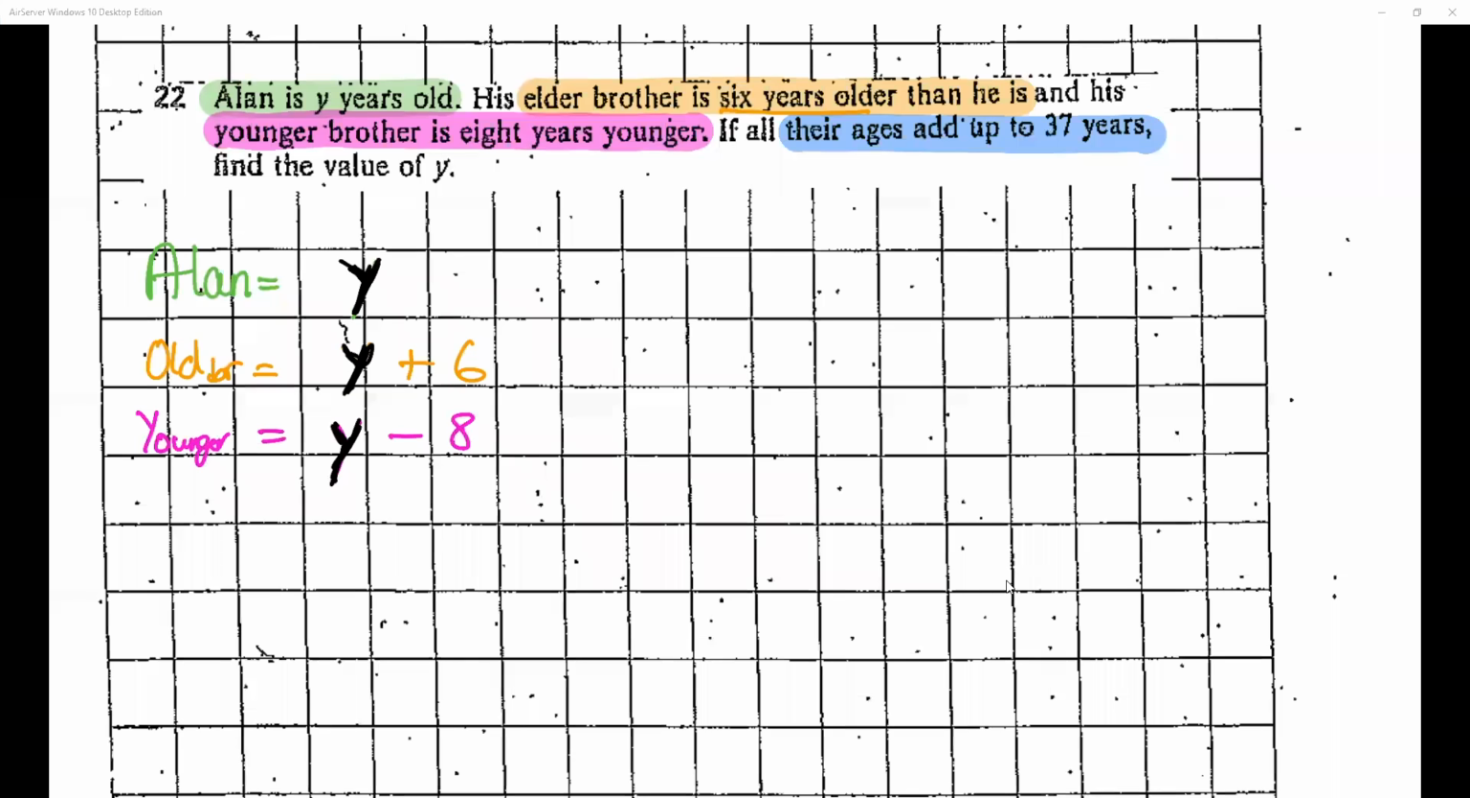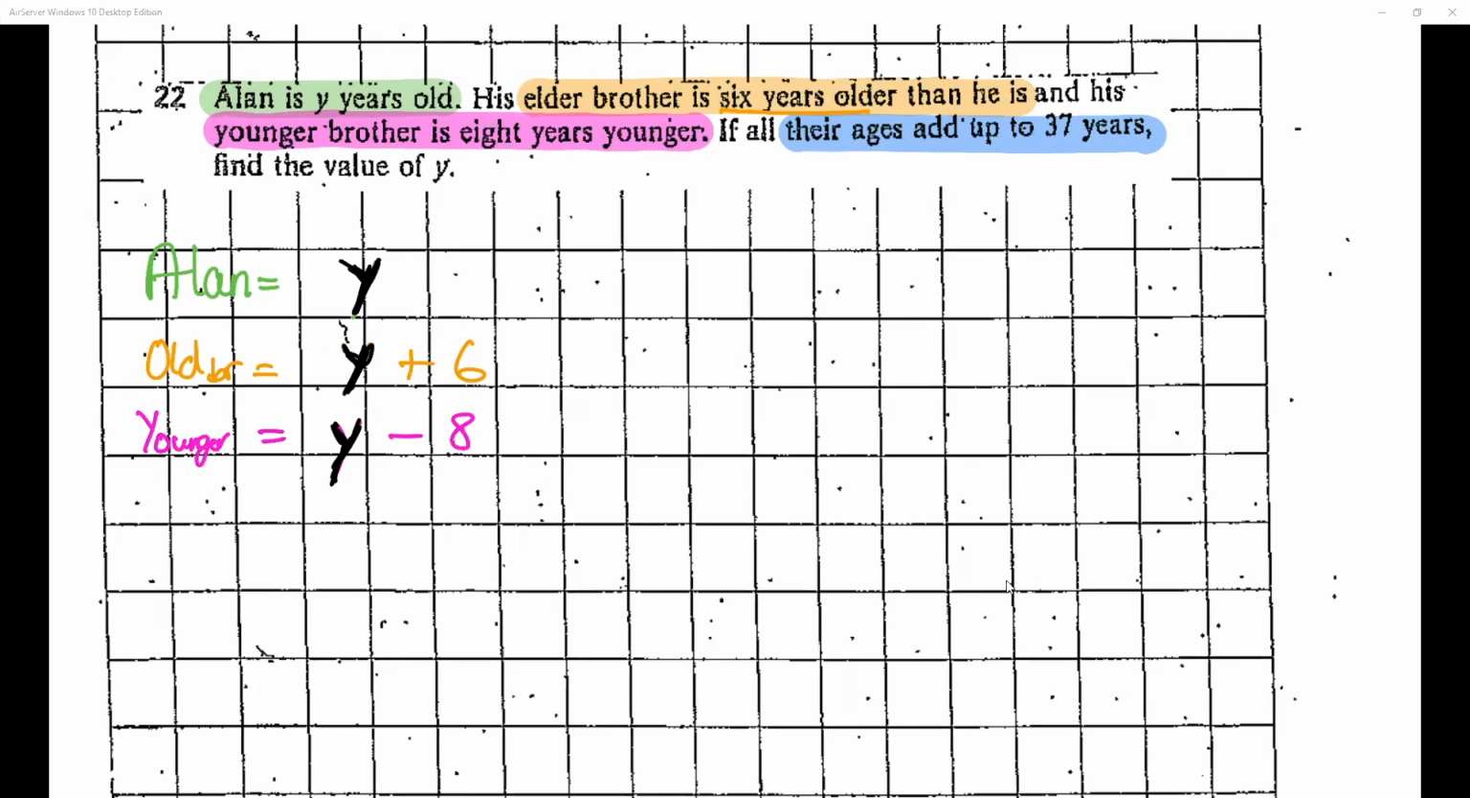Okay, so we said here Alan is 7 years old. That's in green. His elder brother is 6 years older. To make it 6 years older, we have to add 6 onto Alan's age. So Alan was Y, so his older brother would be Y plus 6 in orange. And his younger brother is 8 years younger. So he will be Y minus 8. That's what younger means, it means the minus.